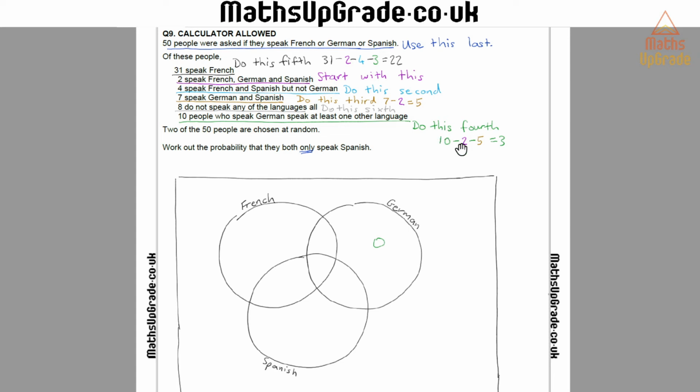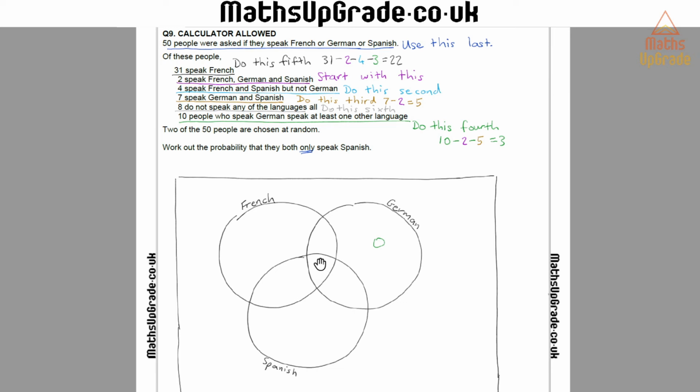I'm doing this in a certain order, because it's not a straightforward question. I'd start with the innermost regions always. So always start with the center region, then work your way out, and then fill in the rest as you can. So I'd start with this sentence here. 2 people speak French, German and Spanish. So that central number there is 2. Okay. Secondly, I would use this sentence here. 4 people speak French and Spanish, but not German. So this is definitely going to be 4, because it doesn't include this part. So this number here is going to be 4, this one here is going to be 2, like we said earlier.